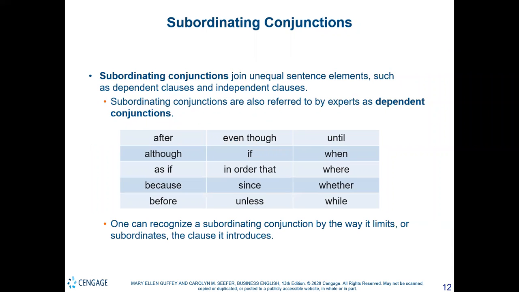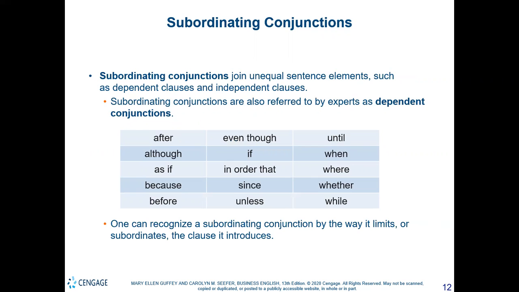Subordinating conjunctions. Subordinating conjunctions join unequal sentence elements, such as dependent clauses and independent clauses. Subordinating conjunctions are also referred to by experts as dependent conjunctions.